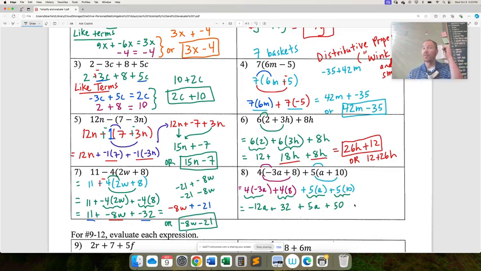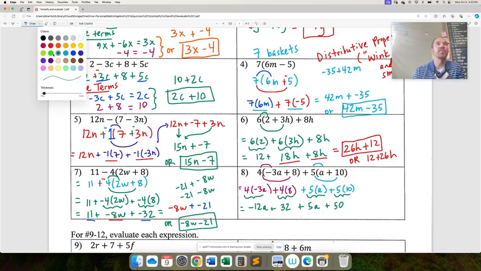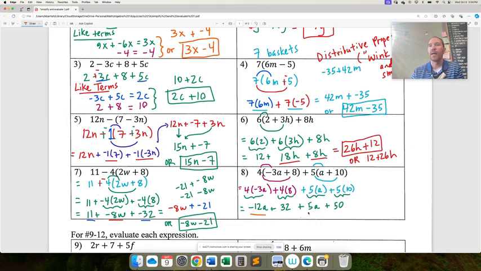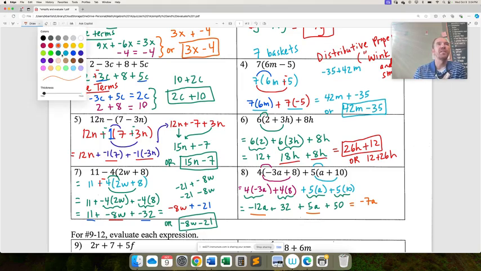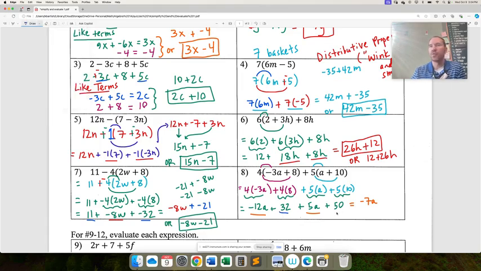Okay. And now I'm down to just combining my like terms. So if I start with my variable, I owe 12 apples and I have 5 apples, so I'm going to owe 7. You can do negative 12 plus 5 on the calculator if you want, but that's apples, that's A. And then 32 plus 50 is going to be 82. That's a positive 82. So yeah, you can leave your answer that way. If you wanted to say 82 plus negative 7a, you could say 82 minus 7a. That's all good, but I like negative 7a plus 82.